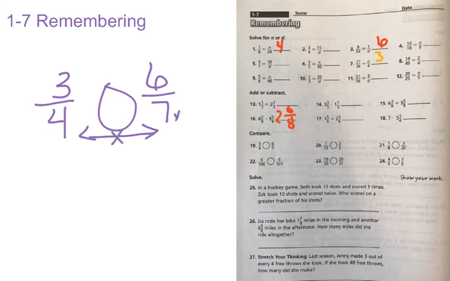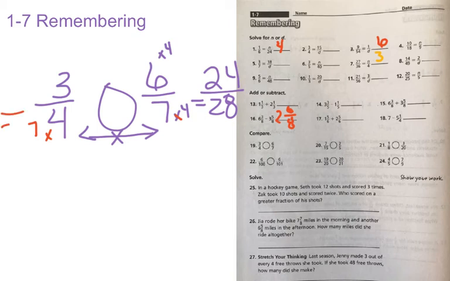4 times 7 is equal to 28. Anything I do to the denominator, I have to do to the numerator, so here I have to multiply by 4 again. And 4 times 6 is 24. Now I need to go to my other side, and I multiplied this side by 4, so now I have to multiply this side by 7. 7 times 4 is equal to 28, and I need to multiply my numerator then by 7, and 7 times 3 is equal to 21.